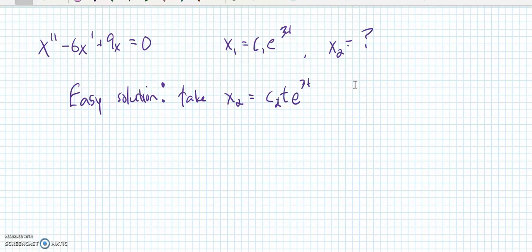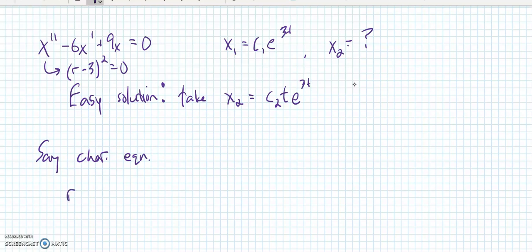But let me show you another example. So remember, the characteristic equation for this was r minus 3 squared was 0. What if, and I'm not going to give you the differential equation, say the characteristic equation was r minus 3, but instead of squared, it was cubed, right? That means that I would have a repeated root. It's like doubly repeated, right? So I have r equals 3, 3, 3. Question is, what would we do? What would my solution be?